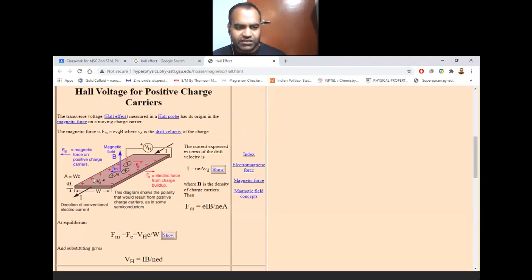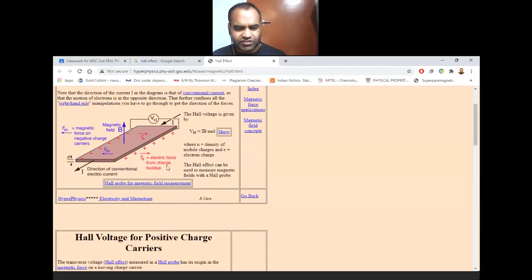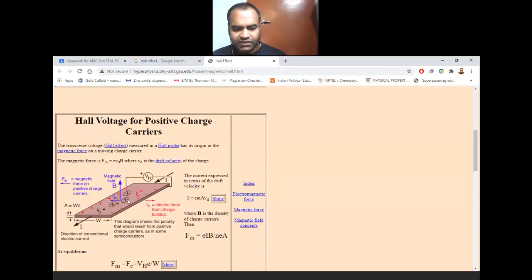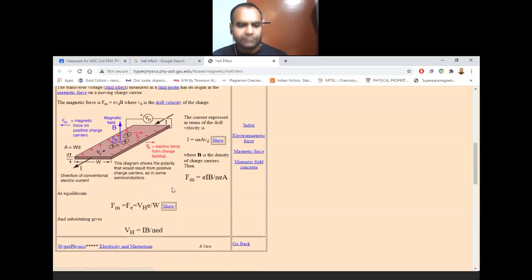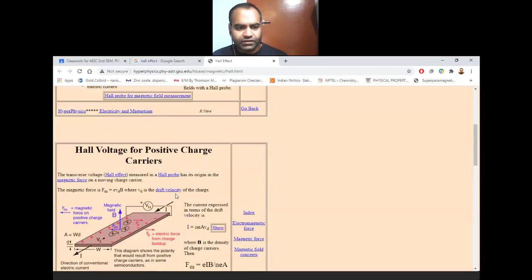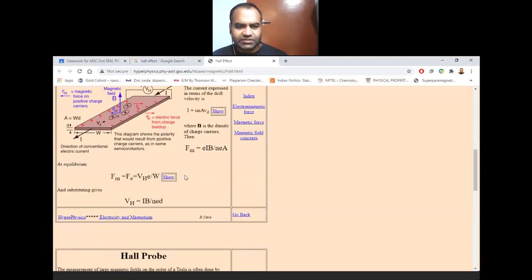If the semiconductor is p-type, in that case holes will be gathered on the left side and electrons will be gathered on the right side. That is the case for p-type semiconductors, just the opposite. This is for n-type, this is for p-type. Depending on whether the semiconductor is n-type or p-type, the charge carriers, electrons or holes, will be gathered accordingly.